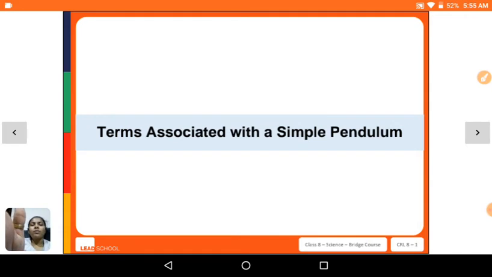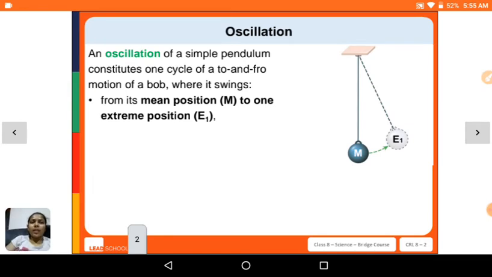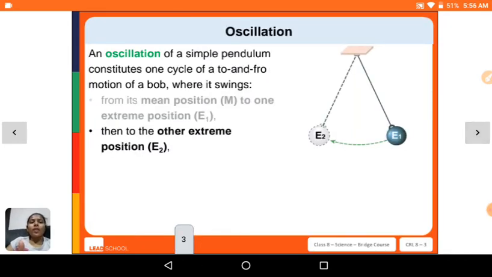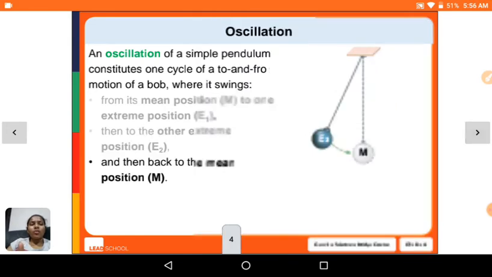Now let's see some terms associated with a simple pendulum. Oscillation. An oscillation of a simple pendulum consists of one cycle of to and fro motion of the bob, where it swings from its mean position M to the extreme position E1, then to the extreme position E2, and then back to the mean position. What I just said last, when explaining the difference between periodic motion and oscillatory motion, is that oscillatory motion is just one cycle of going to both extreme points and back to the mean position.